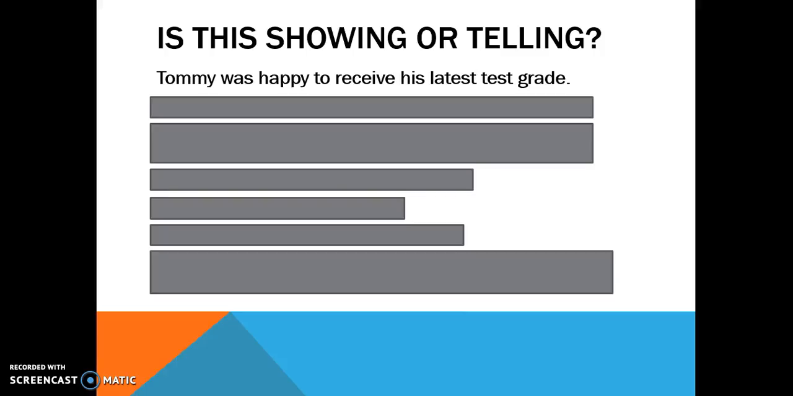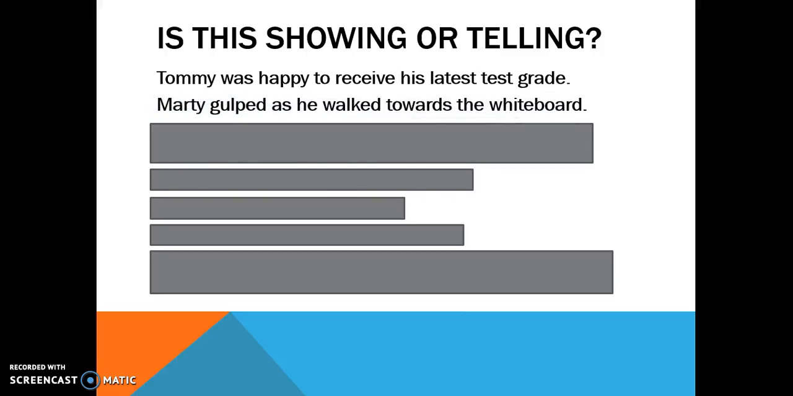This is telling. Tommy was happy. You did not need to interpret it. Marty gulped as he walked towards the whiteboard. Shout it out. Is this showing or telling? This is showing. Where you're seeing Marty gulp as he walked towards the whiteboard, we can interpret that he's maybe nervous or scared.